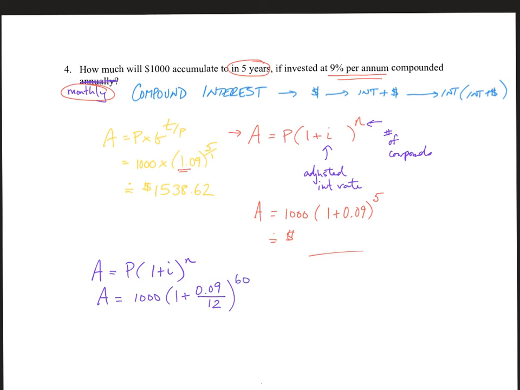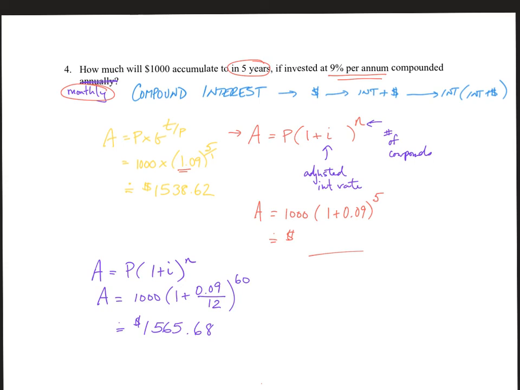And so if we were to push all of that following BEDMAS, take your 0.09 divided by 12, add on your 1, now put that to the exponent 60, and then multiply by 1,000, we're going to get about $1,565.68. So that's how we can use that direct compound interest formula to get there a little easier.